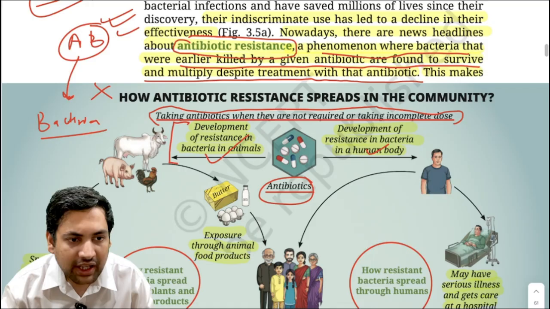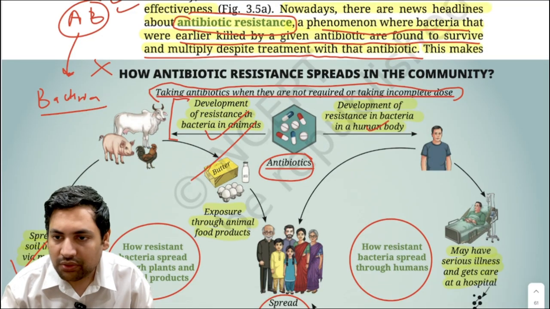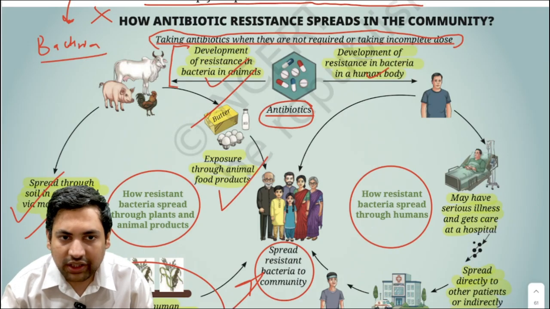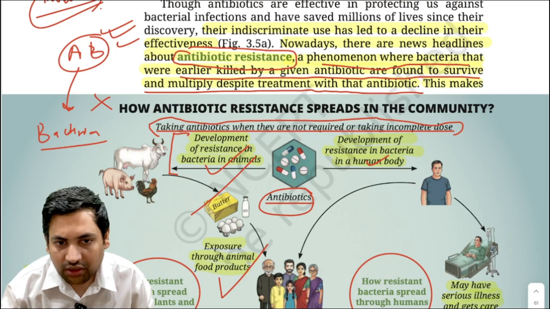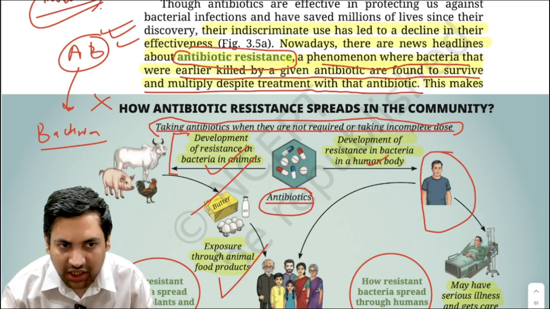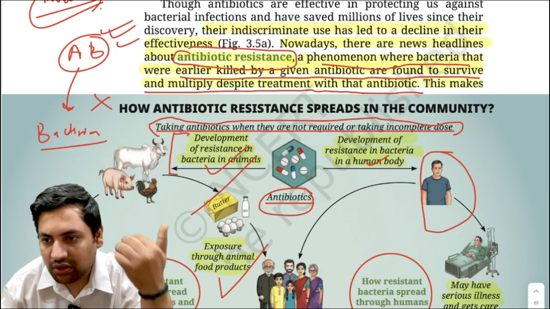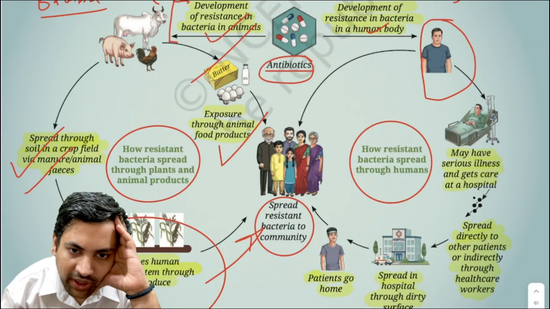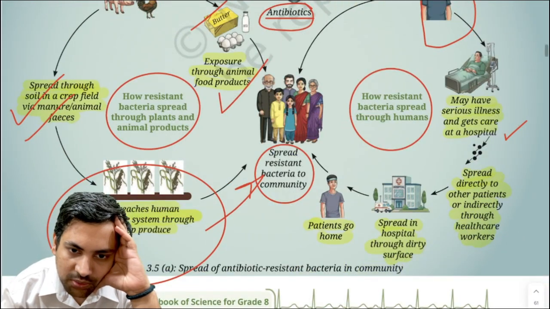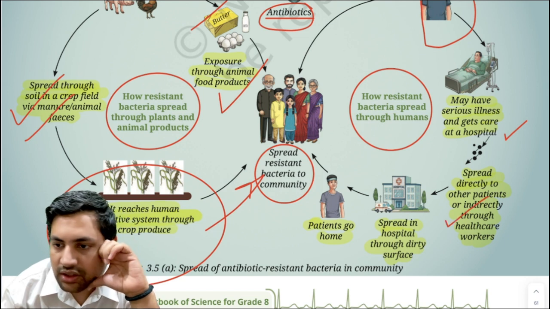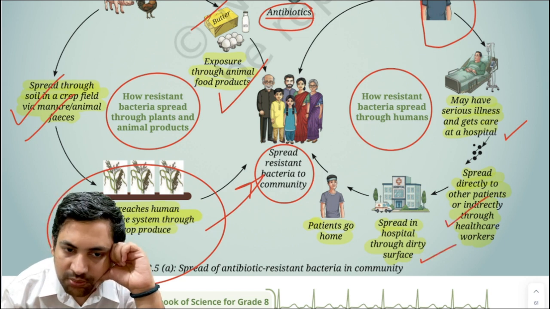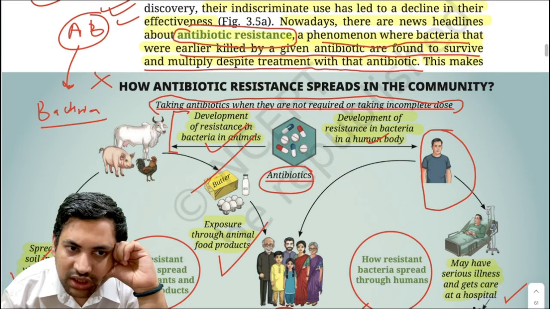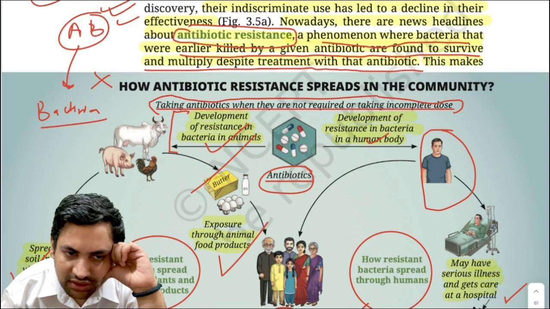Then next way is directly taking animal produce. This also increases the risk. Then the other path, that is the human taking antibiotics when it is not required or an incomplete dose. Now what will happen? They may have serious illness, get care at a hospital, and spread directly to other patients or indirectly to health workers. Then this is spread in hospital, correct. Patients go home and then spread in the community. So this is the way how antibiotic resistance spreads.